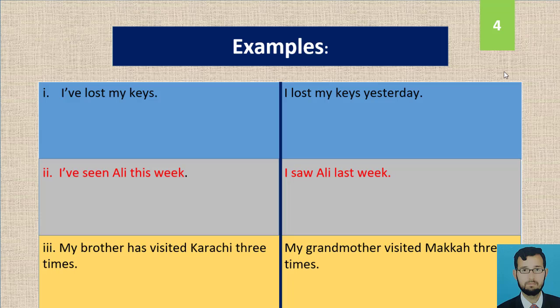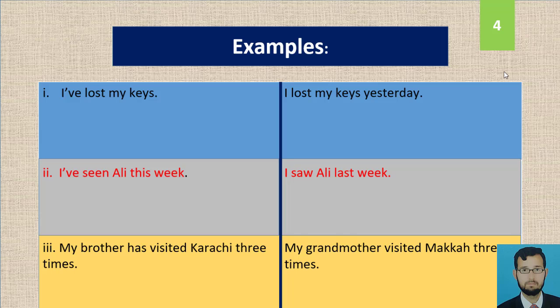Dear students, what is the difference between two columns? Before starting the lesson, dear students, let us look at some examples. We can clearly see in example number 1, the action has just completed. The past participle has been used after the auxiliary verb. On the other hand, in column number 2, example number 1 shows that the action completed in the past. The past form has been used after the subject.